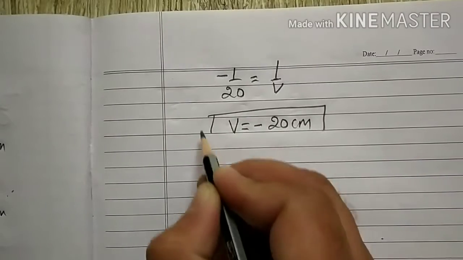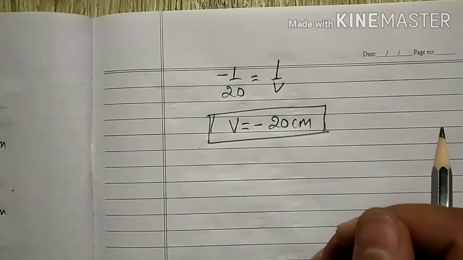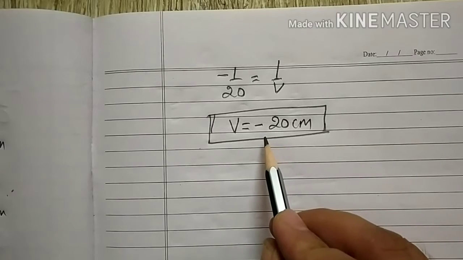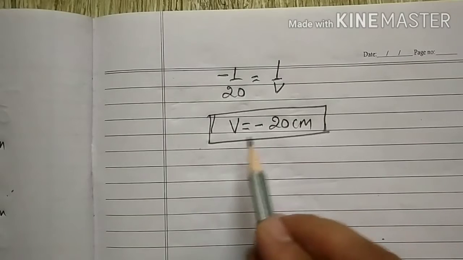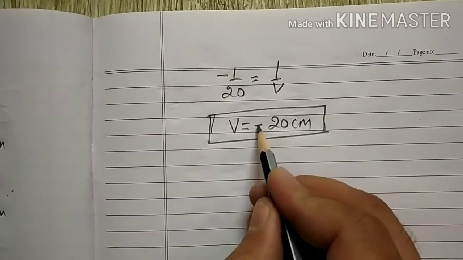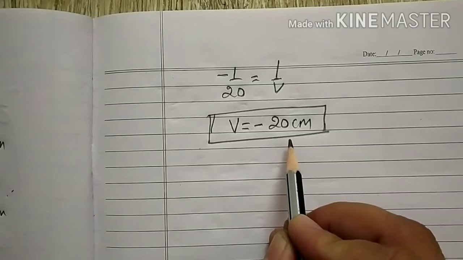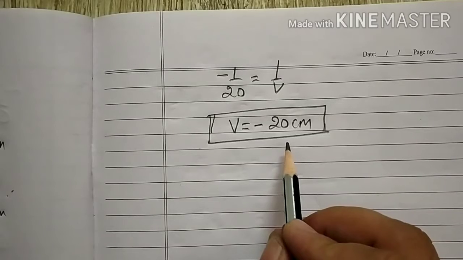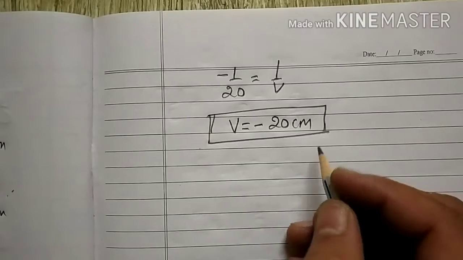As we discussed many basic concepts of image formation by convex lens, what we are finding is that the position of image will be at minus 20 centimeter from the lens on the same side of the object. Why are we saying the same side of the object? Because we are getting the value of v negative. Negative means the distance of image is negative. That means image will lie on the same side of the object. That means it shows that image will be virtual. Hope you understood the position of the image.